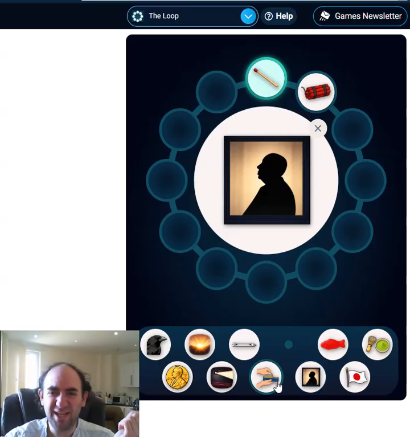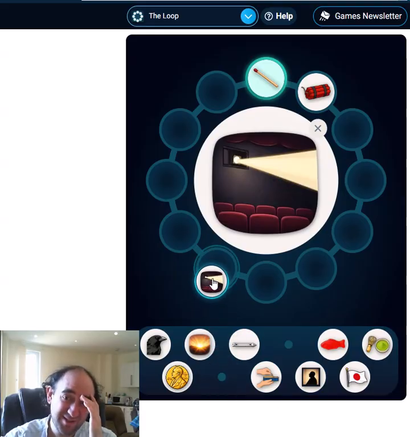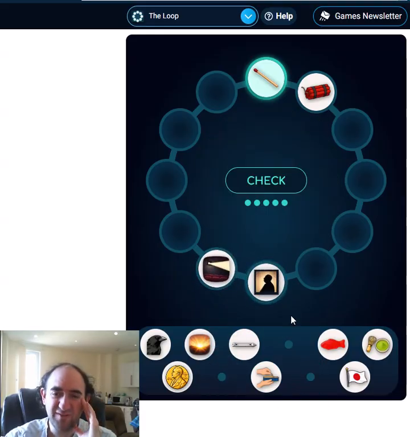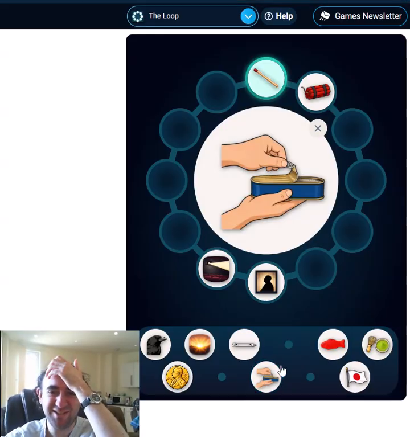That is a silhouette. And that's a film. Okay, so the film camera and the silhouette feel like they're going to go next to each other. I don't know if they go there, but we can move them. That is somebody opening a tin of tuna, a tin of sardines, a mackerel, something like that. I don't know what that's got to do with anything.